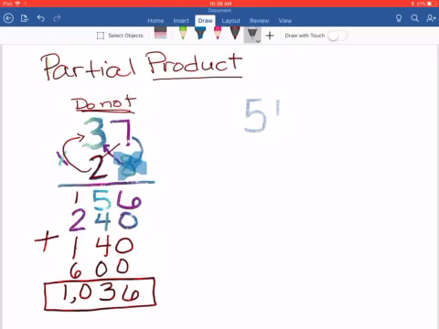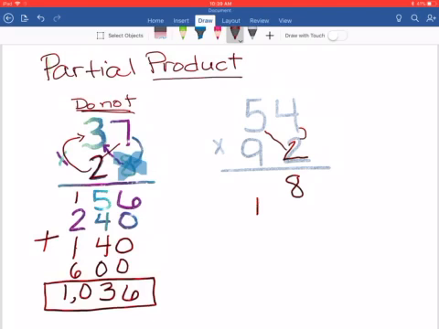So let's do a 54 times 92. All right. So we're going to use our 2 first. 2 times 4 is 8. Okay, so we did 2 times 4. And now we're going to do 2 times 50, which is 100. Okay. Now you're done with your 2.